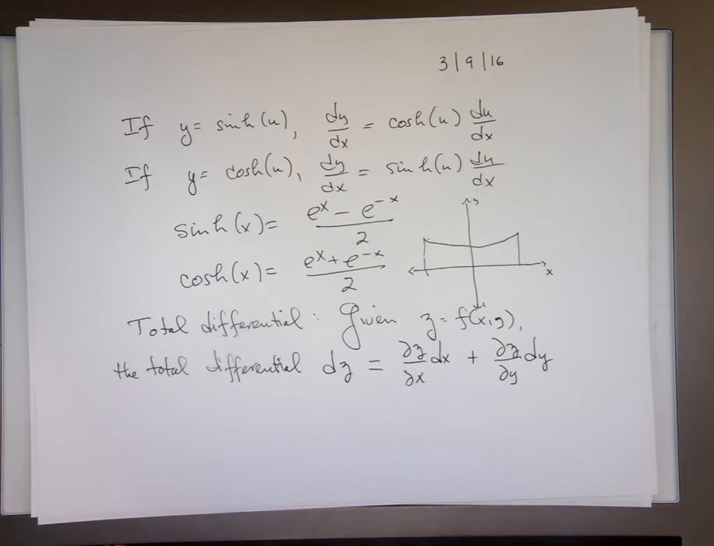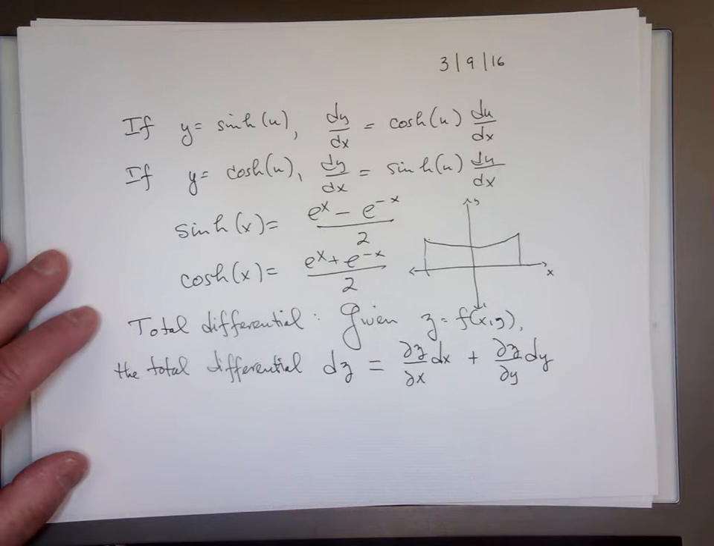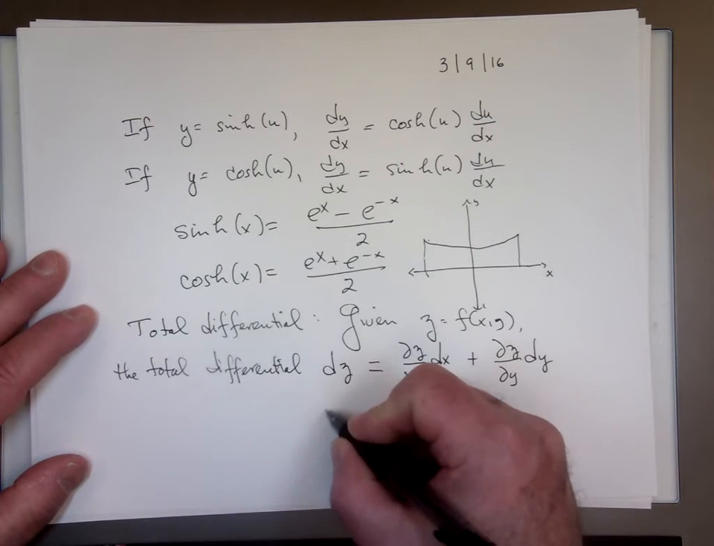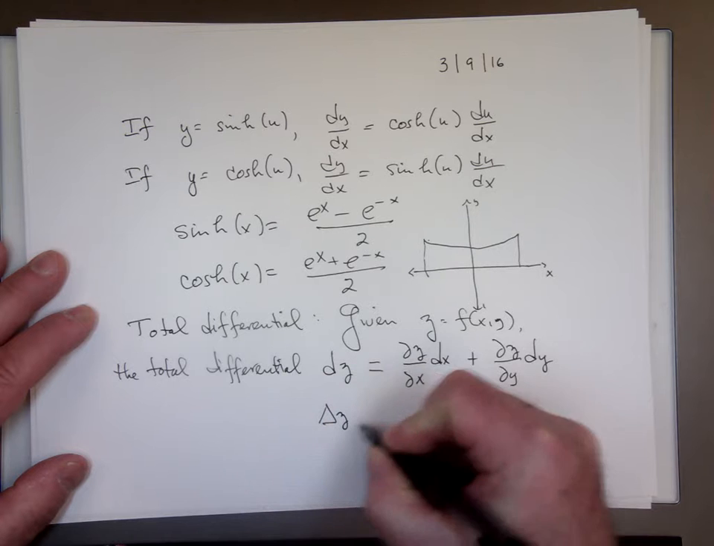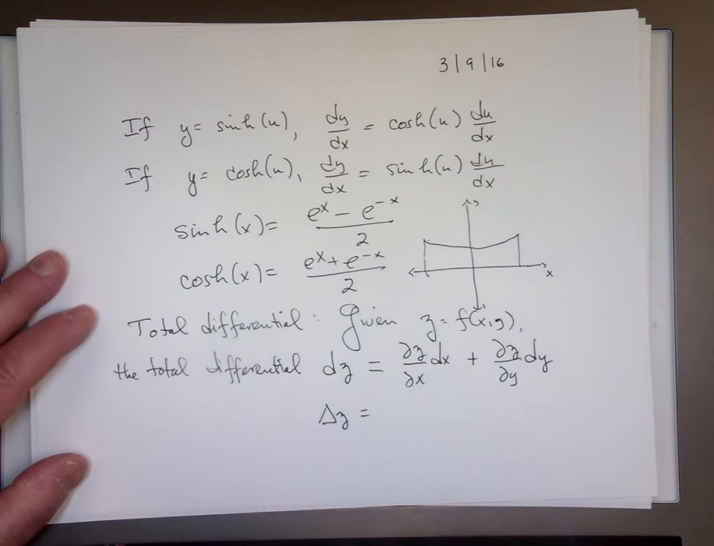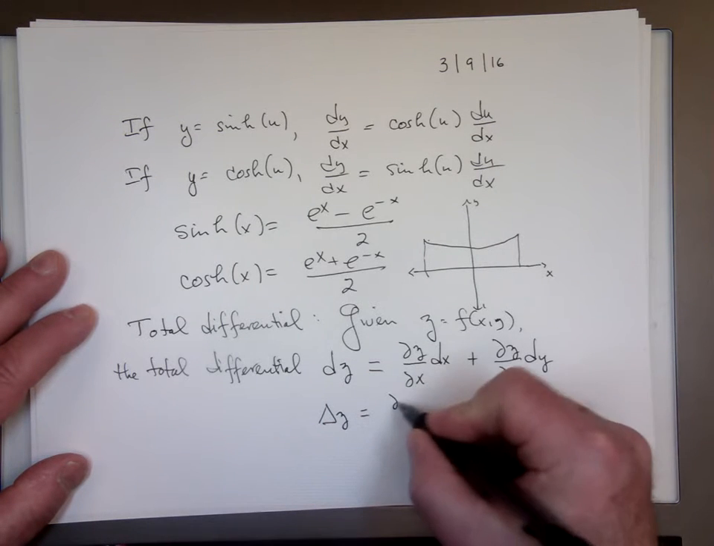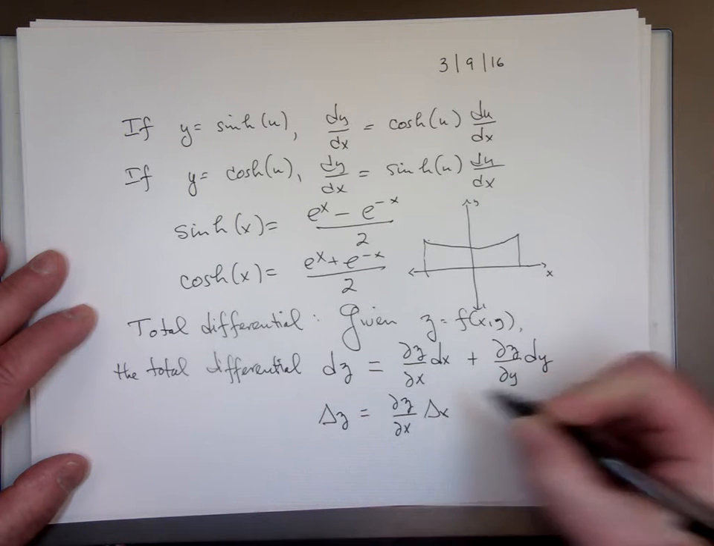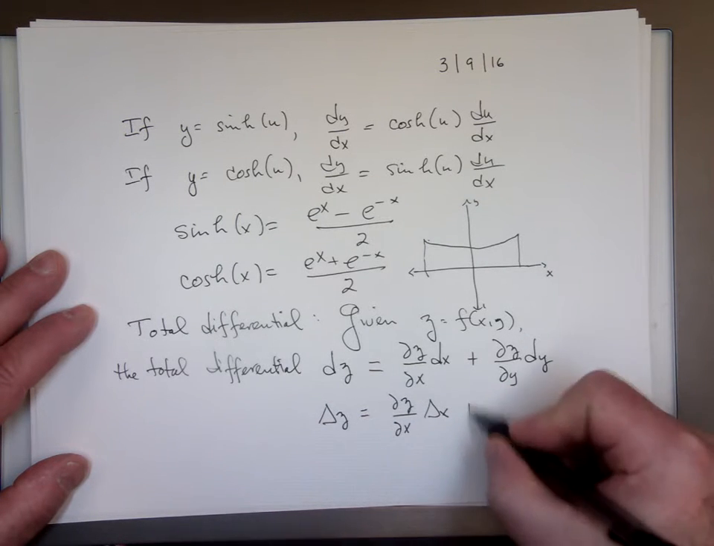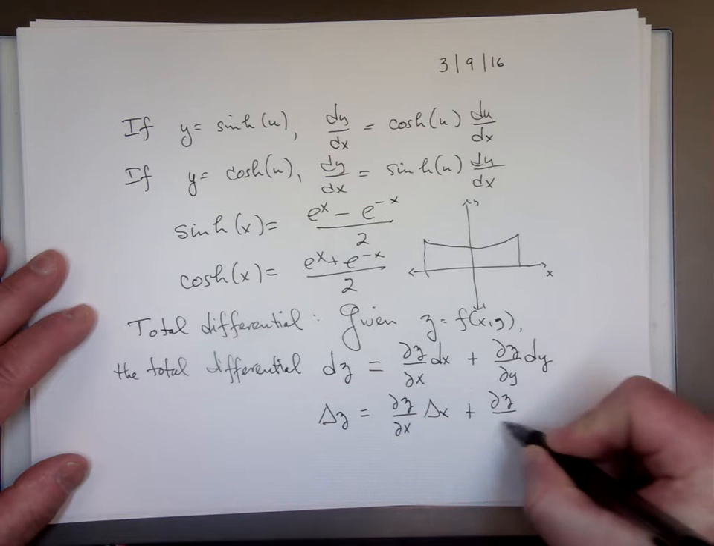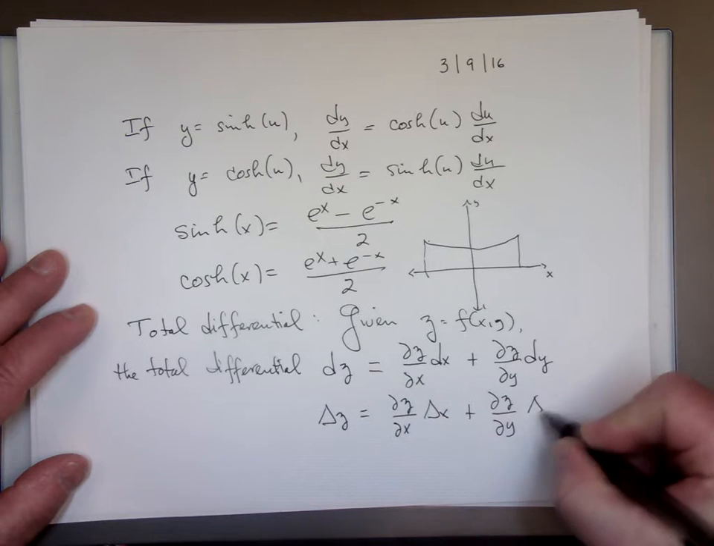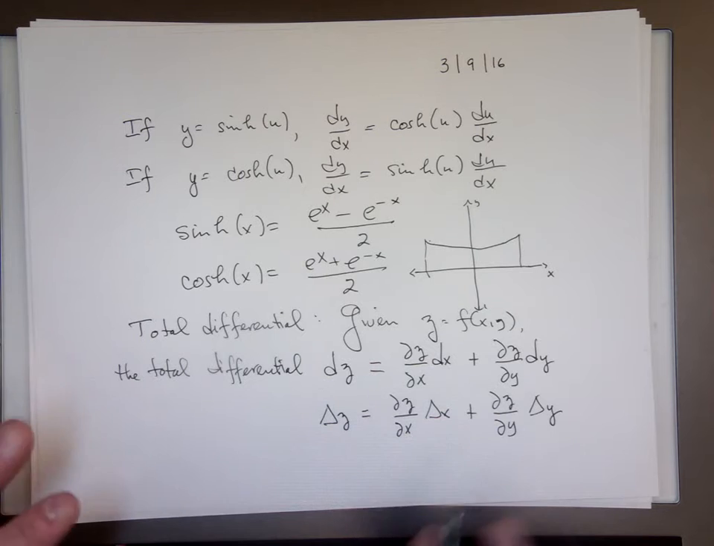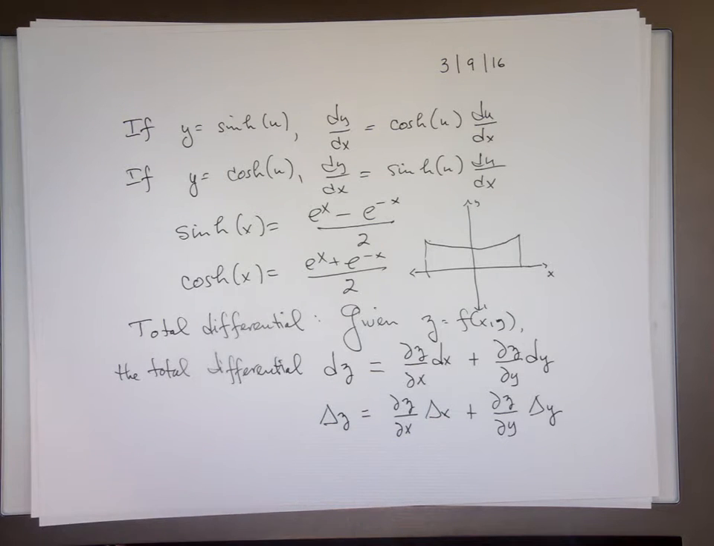Like I mentioned, this has been deprecated, to borrow a computer science term, over the last few years. It's just not necessary to approximate things, but you can use this to approximate the change in some z function by taking the partial of z with respect to x times the change in x plus partial of z with respect to y times the change in y. And hopefully this will make some sense.